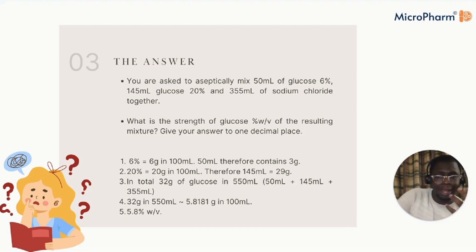So we now have 32 grams of glucose in 550 ml. We want this as a percentage weight per volume. If we have 32 grams in 550, we can divide both sides by 550. We then get 5.8181 recurring in 100 ml, which is the same as saying 5.8% weight per volume. And that is your final answer.